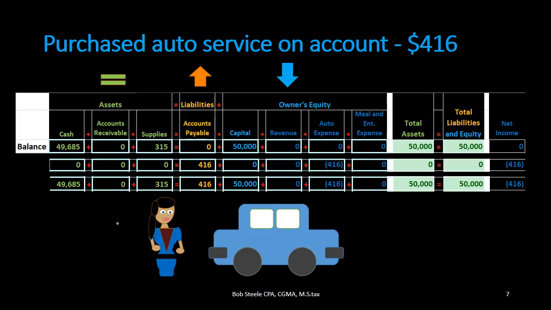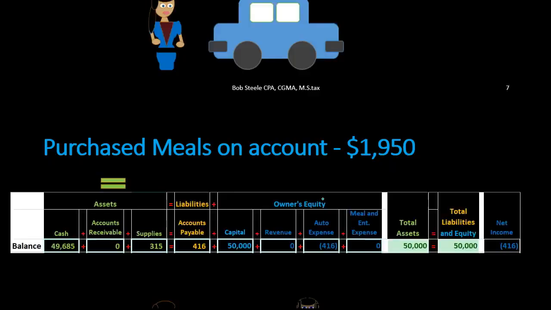Therefore, if we add up the total assets, we have $49,685 plus the $315, giving us $50,000. If we add up the liabilities and equity, $416 plus the $50,000 minus the $416 will give us the $50,000. So we are in balance then, and net income is going down by the $416 in total as well. No revenue and only one expense of the $416.